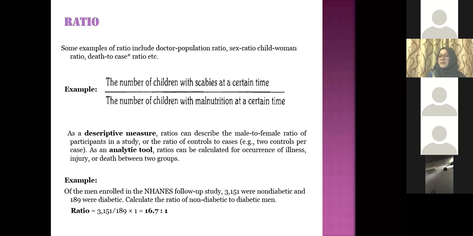So on the numerator you have the non-diabetic men, on the denominator side you have the diabetic men. So we will divide 3,151 by 189. So the ratio is 16.7:1. So you can see that the men that were non-diabetic were 3,151, and only 189 were diabetic.